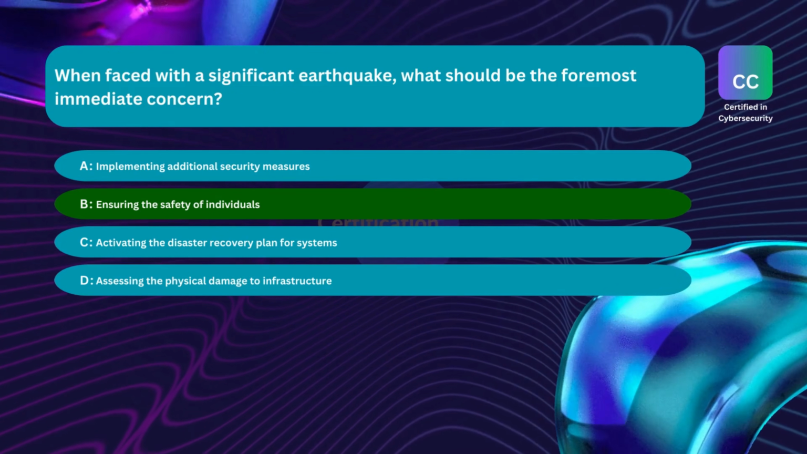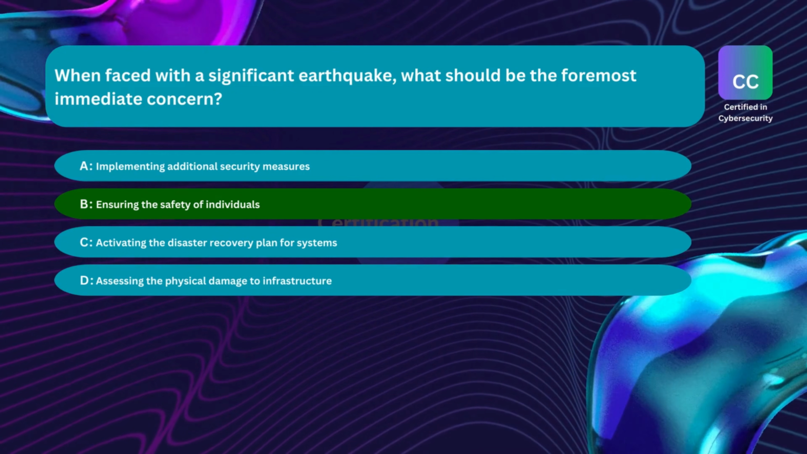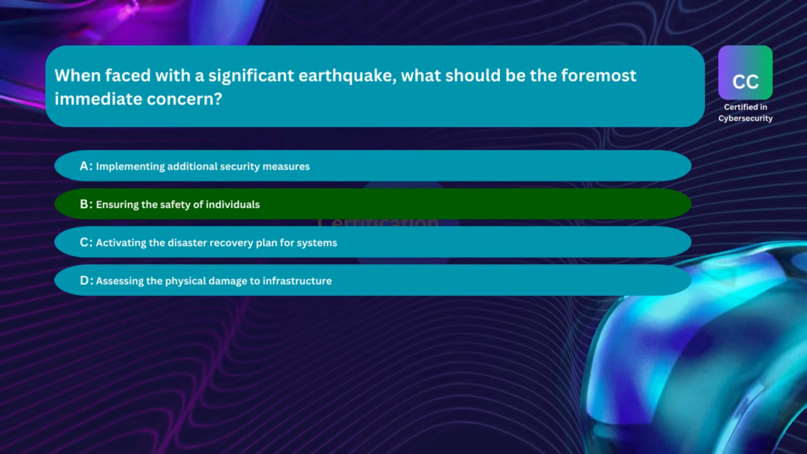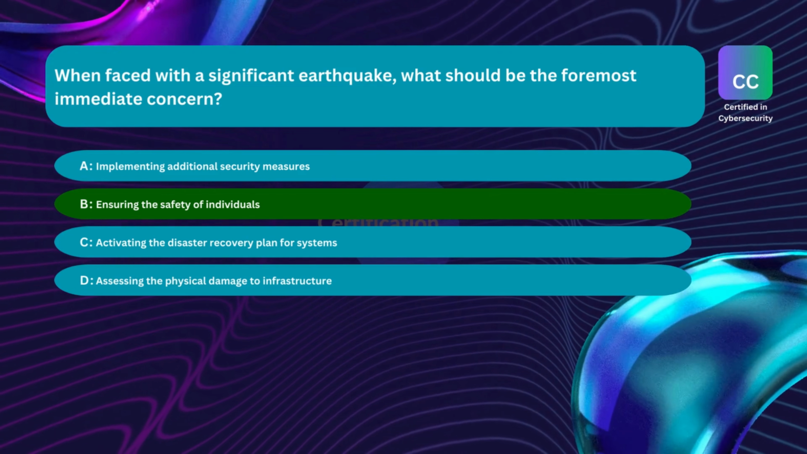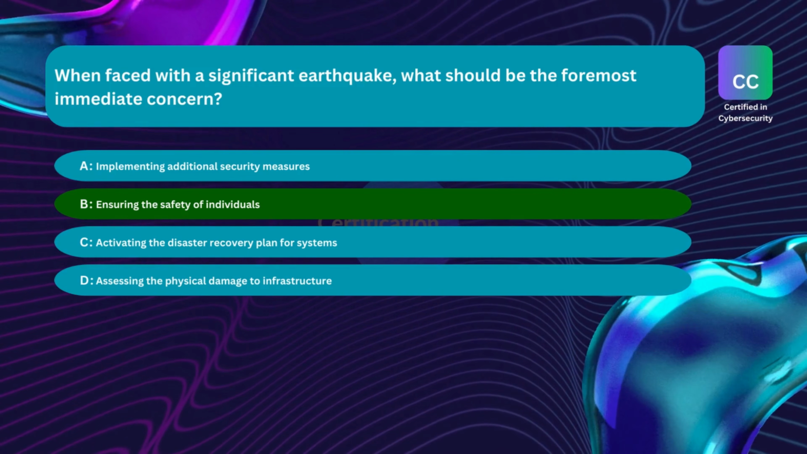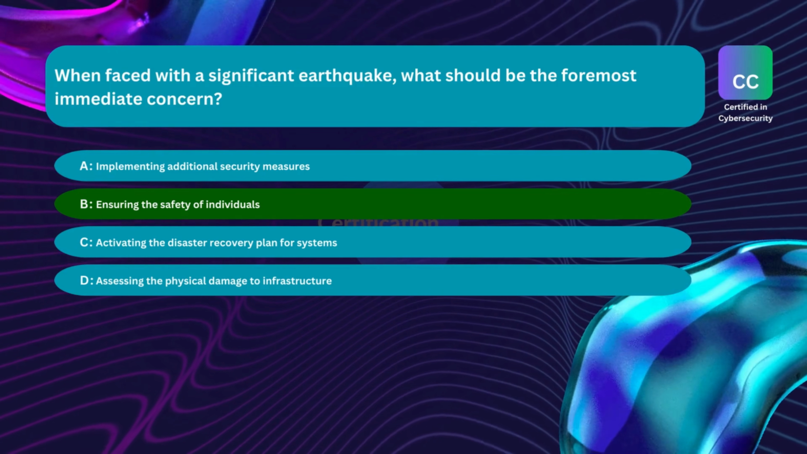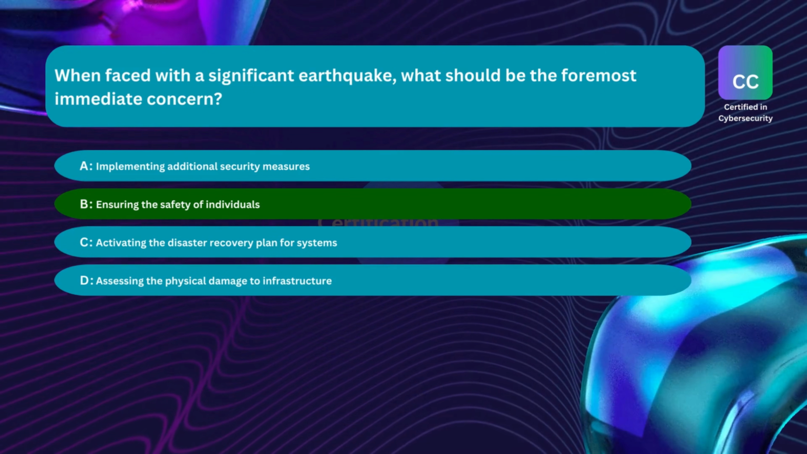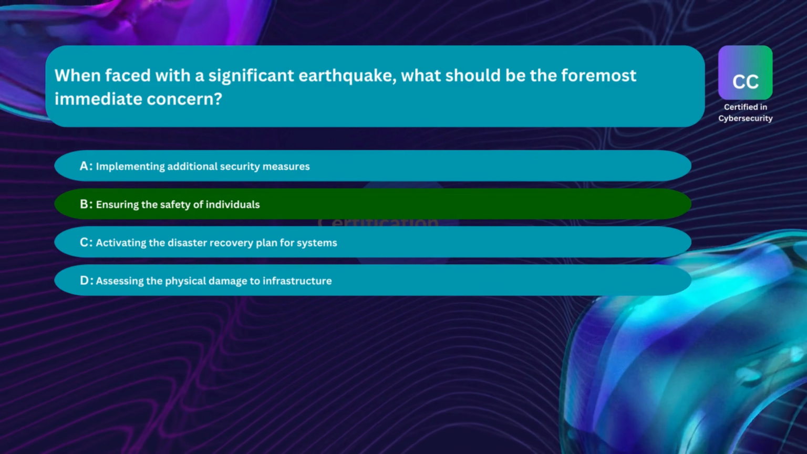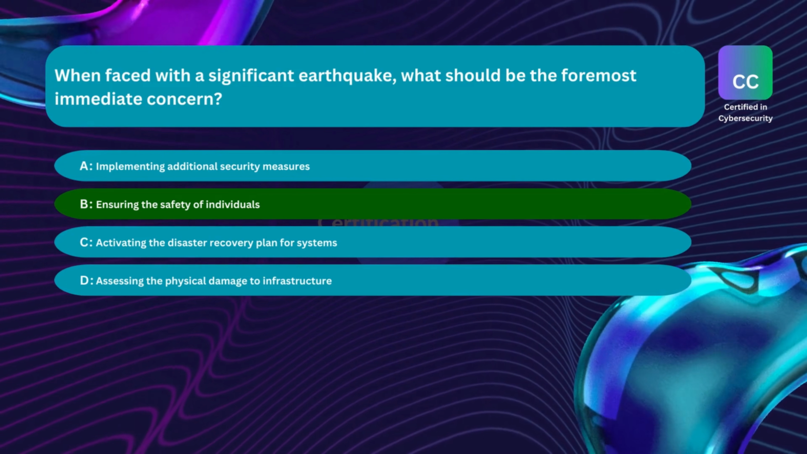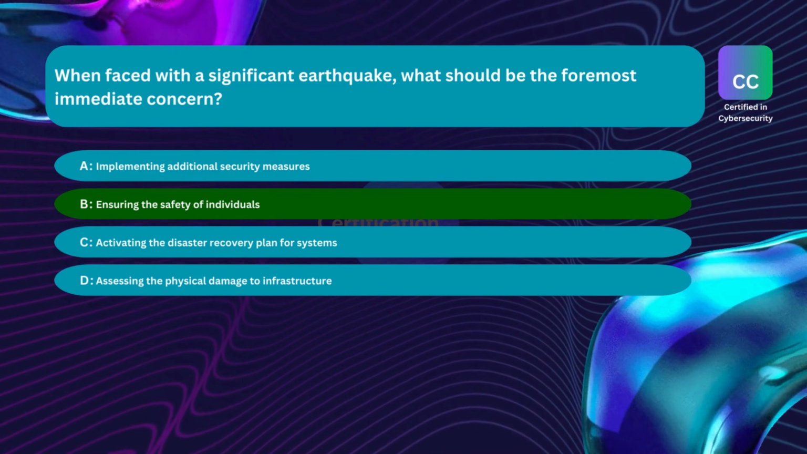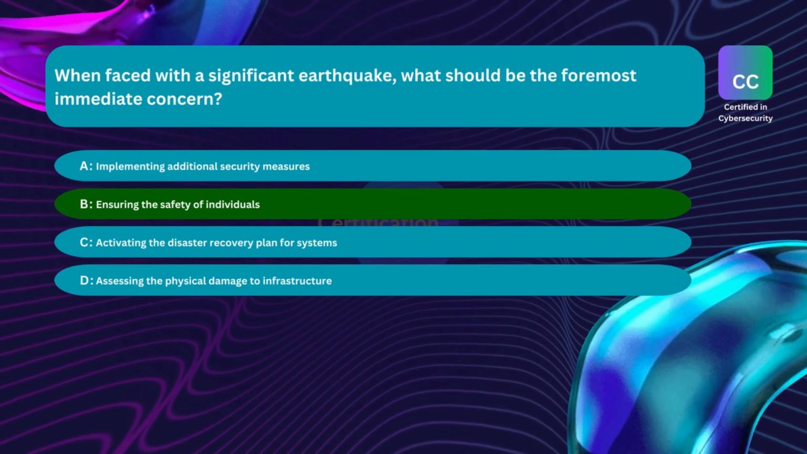Implementing additional security measures is not the immediate priority during a major earthquake. The focus should be on the safety and well-being of individuals, rather than cybersecurity concerns. While activating the disaster recovery plan is important, it should not be the immediate priority during a major earthquake. The focus should be on ensuring the safety of individuals first. Assessing the physical damage to infrastructure is necessary but should not be the immediate priority. Safety should be addressed before evaluating the extent of damage.